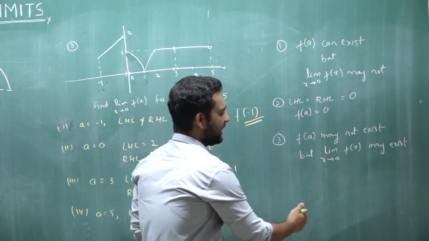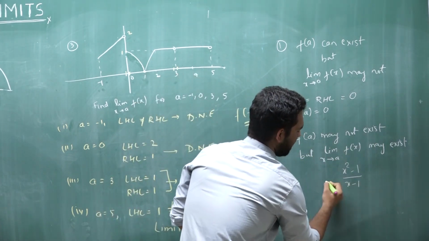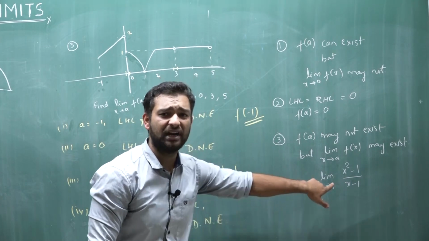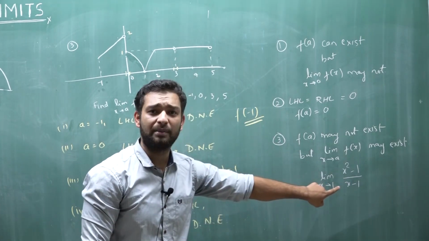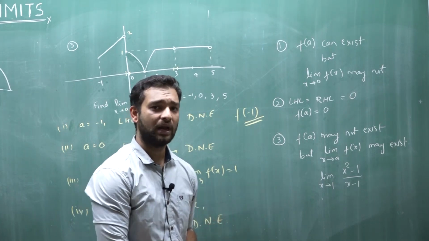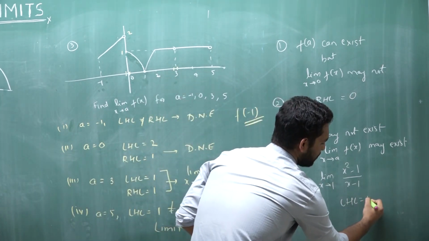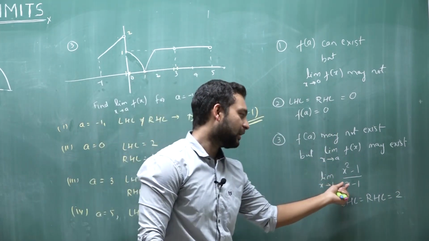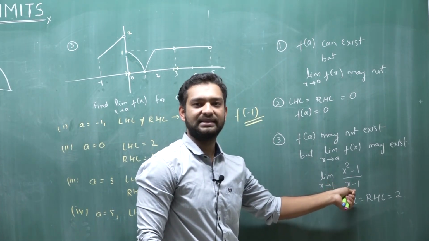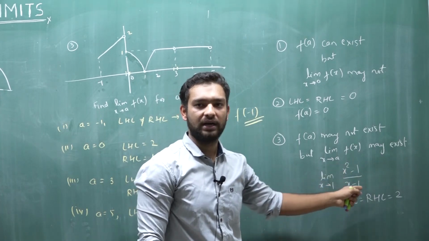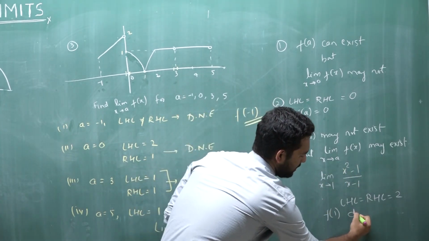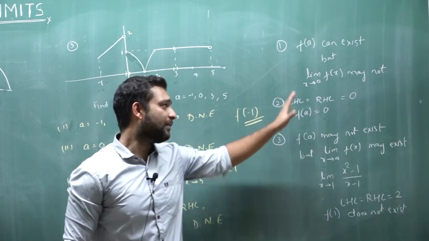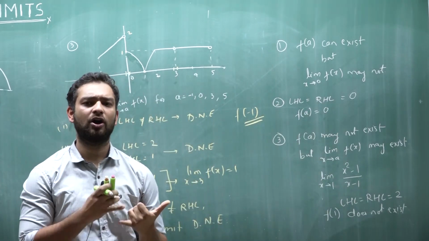We have seen already in the example of x square minus 1 upon x minus 1 when your limit was tending to 1, the left hand limit came out as 2. The right hand limit also came out as 2. That means the left hand limit and right hand limit were equal. So limit was equal to 2. LHL was equal to RHL was equal to 2. But if I ask you f of 1, if I put x is equal to 1 here, the denominator will become exactly 0 and this value will become not defined. So here f of 1 does not exist.